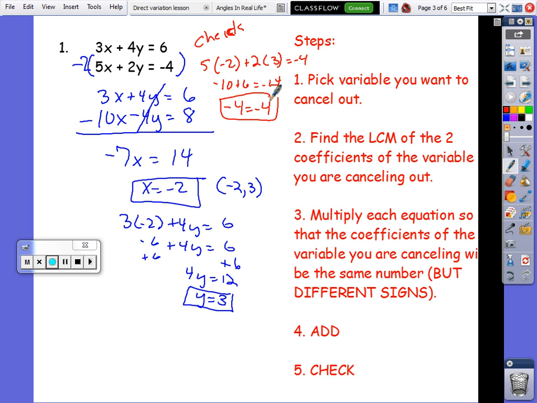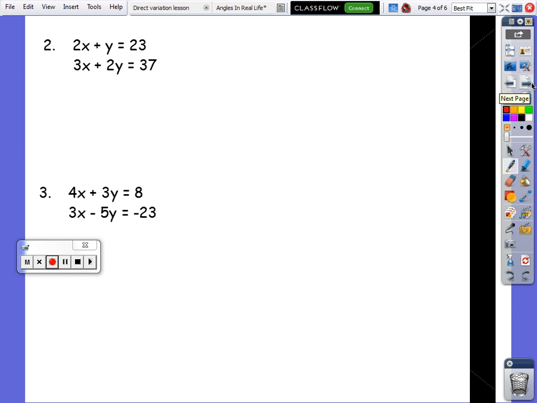So as you can see, I did the check in red. But the first thing I did was I solved for x by canceling out the y's. And then I went back in and plugged in, solved for y, and I got an ordered pair of negative 2, 3. Then I went back and checked those answers. So now let's look at the next one.